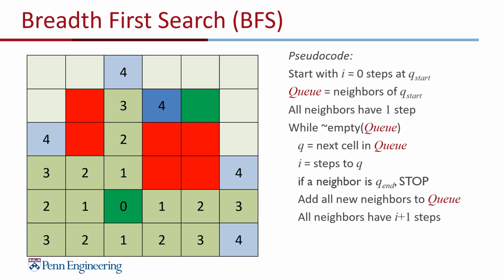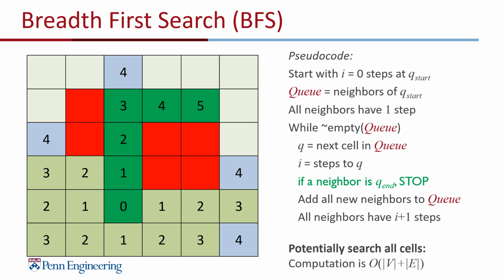And now we have arrived at a node whose neighbor is our goal. By backtracking, we can now find a path from the start to the goal. In the worst case, this algorithm will search through all of the cells of the graph. This worst case complexity is usually described in computer science using big O notation. And in this case, it is dependent on the number of cells and on the edges between them.